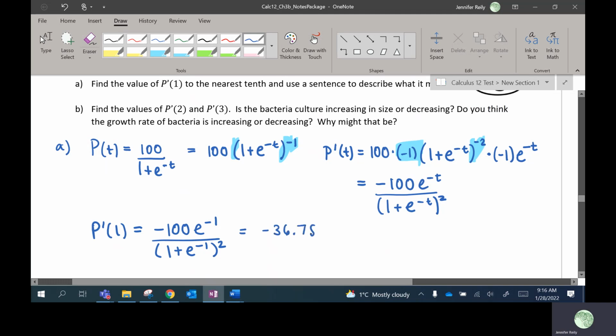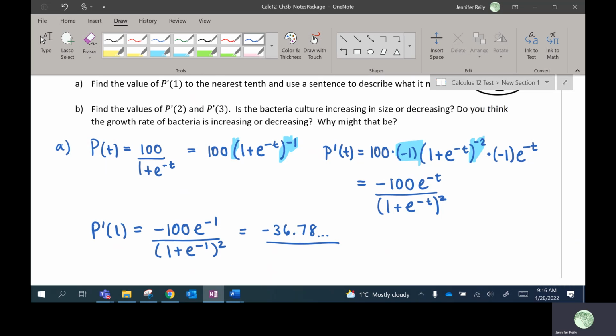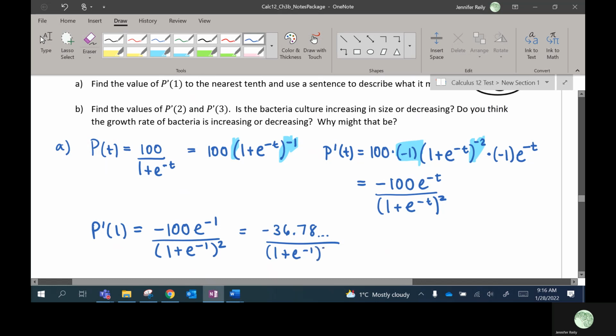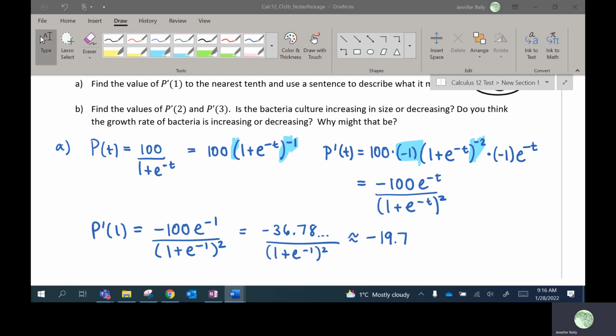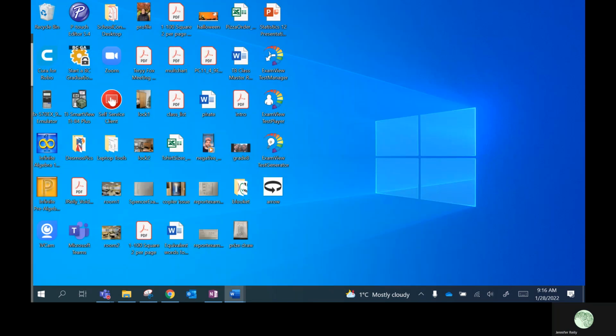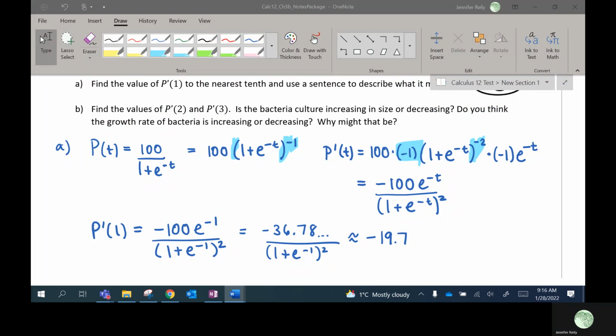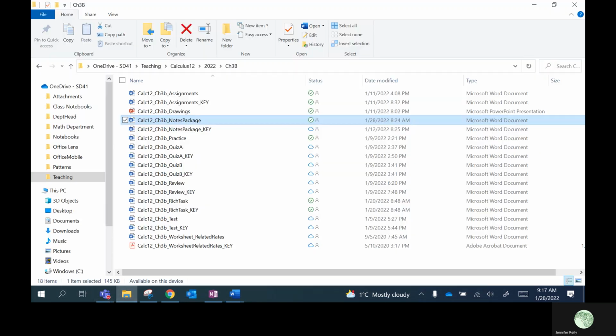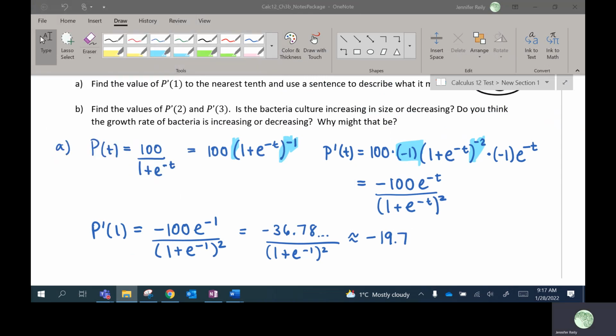Now keep all the decimals in your calculator, but I'm not going to write them all out here. And then I'll divide it by 1 plus e to the negative 1, all squared. And you get negative 19.7. Is that right? Just going to double check the answer here, because I don't know if it's supposed to be negative or not, and if I made a mistake. Let's just double check.